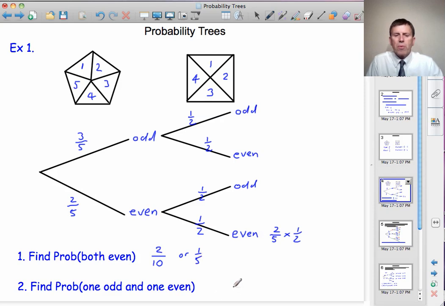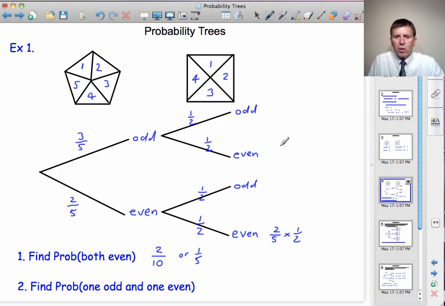Now, what about the probability of getting one odd and one even? Which route through the tree would give me one odd and one even? Well, I could go odd on the pentagon, even on the square, or I could go even on the pentagon, odd on the square. So it's these two routes through the tree that end up here. So I need to work both of those out, and because it's one or the other, that's the OR rule for probability, we add them together.